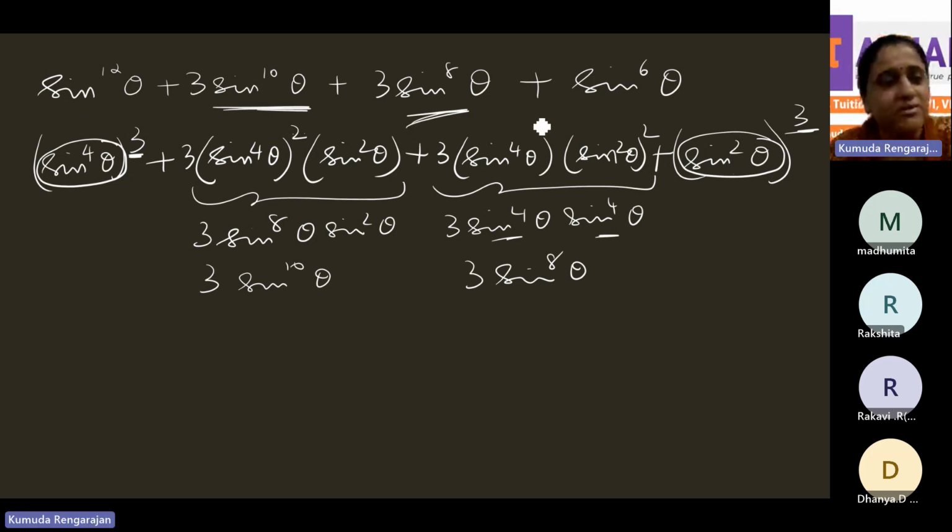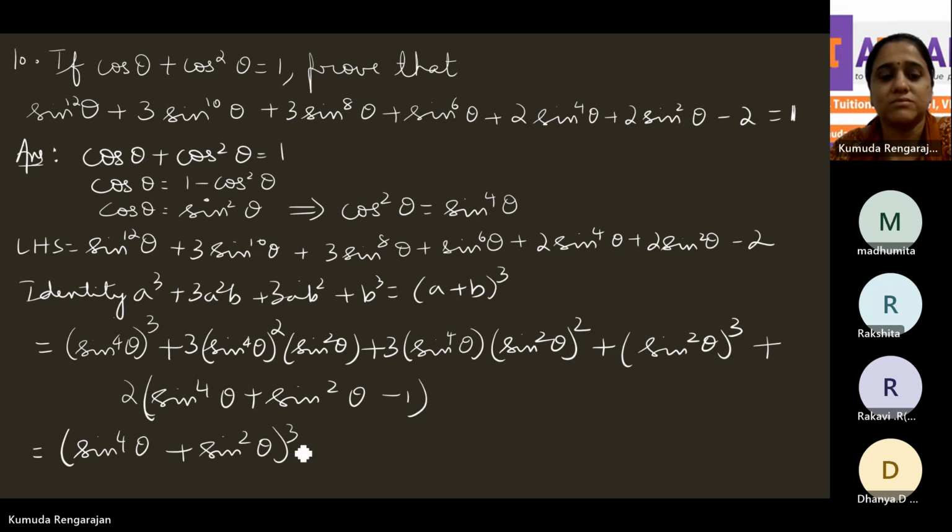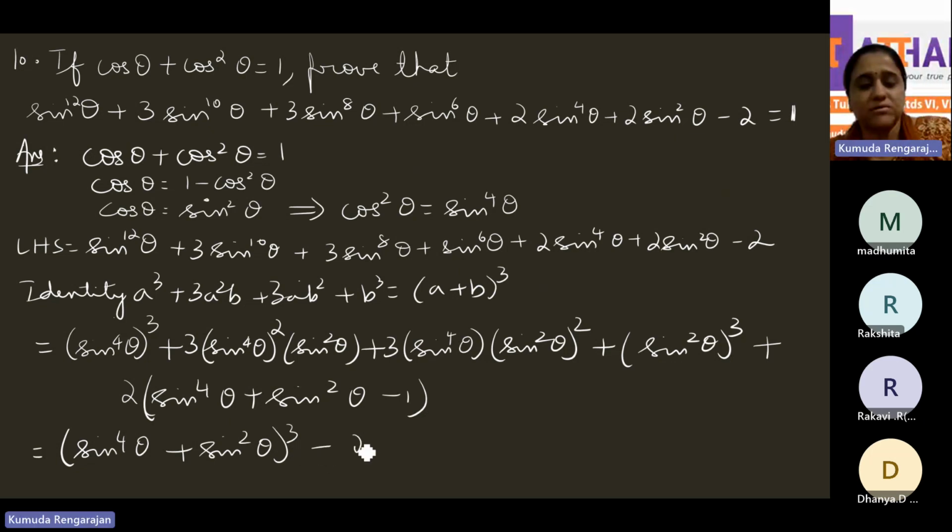So these 4 terms are exactly in the form a cube plus 3a square b plus 3ab square plus b cube. So this can be written as a plus b the whole cube. That's what I'm writing now. A, what is a? This is a plus b the whole cube. Now I'm just going to write all this as it is.